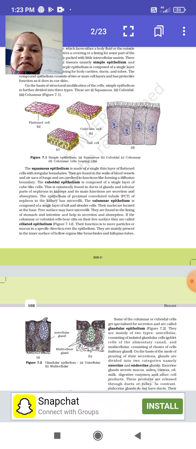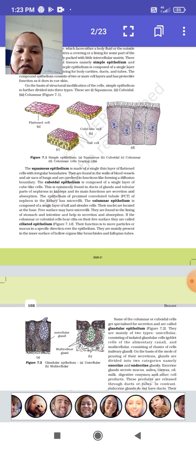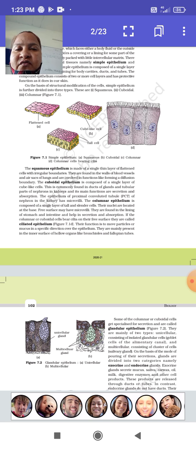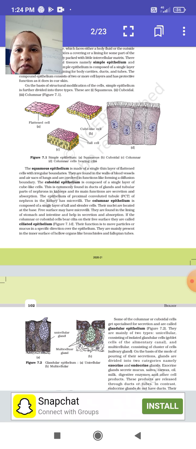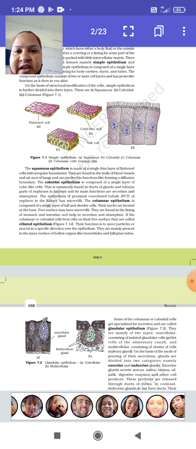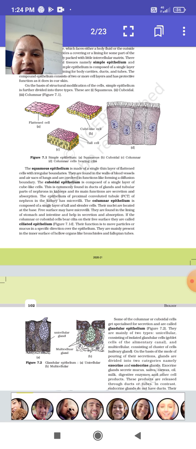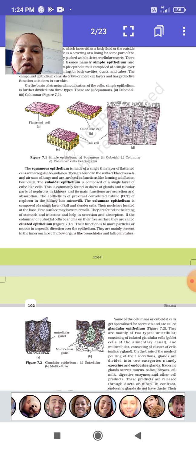Apart from this, it is also found in the proximal convoluted tubules of nephrons in the kidney, and it has microvilli. What is the function of microvilli? Microvilli increase the absorption surface wherever they are found. Okay. Now the next is the columnar epithelium. Columnar epithelium is composed of a single layer of tall and slender cells.